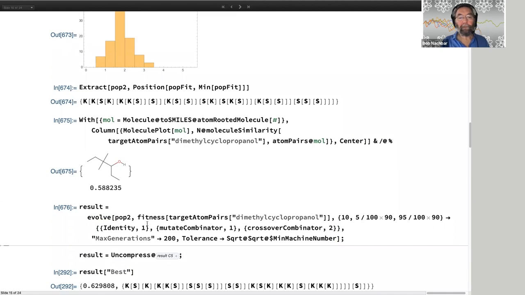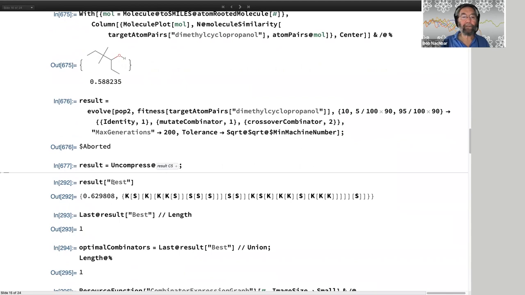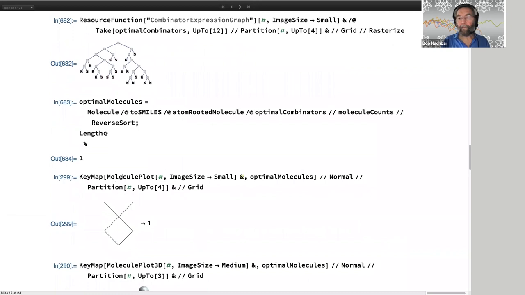And actually, I'm going to skip that. I ran it earlier today, and I've got the results there in this iconized result. And the best result that we had was this combinator. And we can get a look at what it is. Here's the tree structure for it. We can convert that to a molecule. And we can see that it has this structure here.